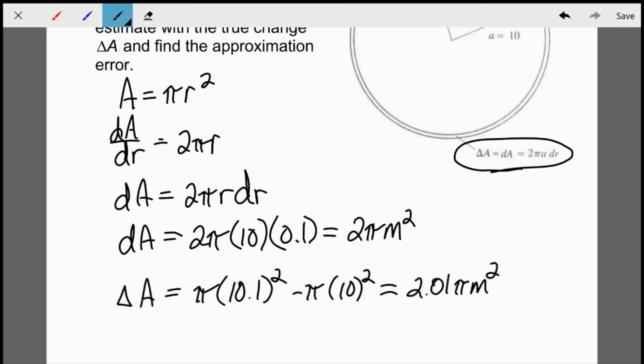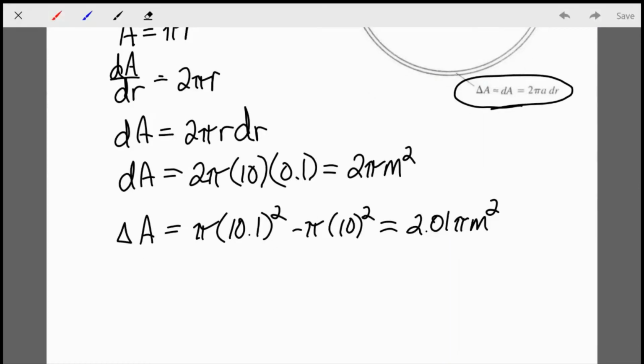Okay, so you can see the actual change in the area and the approximated change in the area are not very far off. And if you think about it, our center point for this was at 10, and we went 0.1 units away from 10. And so we didn't go very far from our center point. So I would expect a pretty accurate representation of the change in the area by approximating with a linear function as opposed to finding the actual difference.